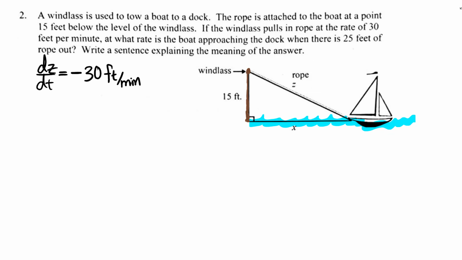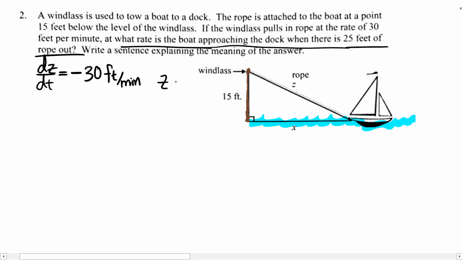The question here is, at what rate is the boat approaching the dock when there is 25 feet of rope out? So the rope, they're saying, is at 25 feet. When the rope is 25, we want to know the rate at which the boat is approaching. Okay, so the length from the boat to the dock is x. So the rate at which x is changing with respect to time is dx/dt. And that's what we need to find.